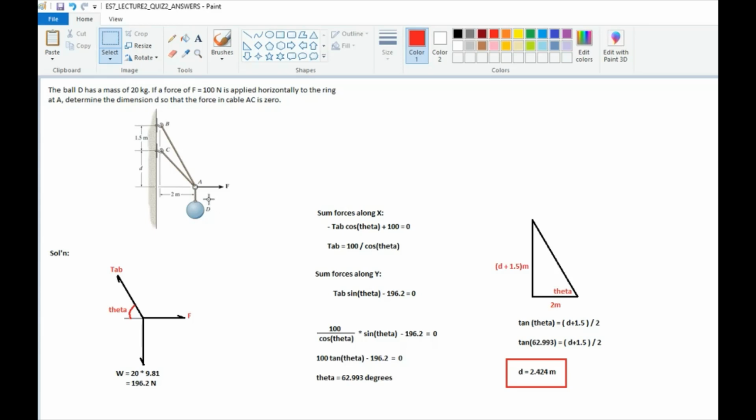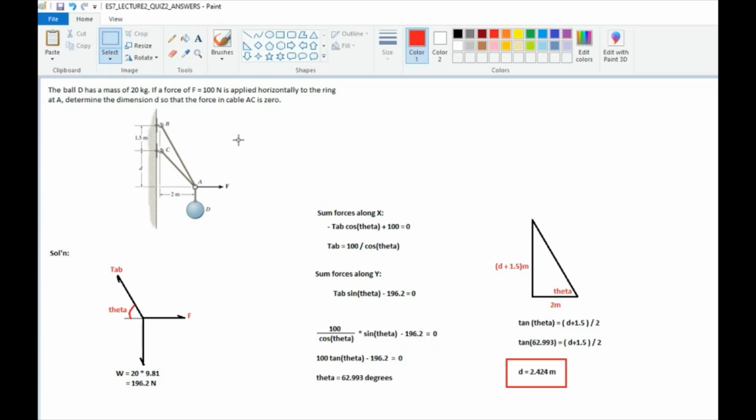Meron ka dyang, ayun na nga, yung ball natin, tapos may humihilang 100 newton force to the right. Ngayon, there are two cables, AB and AC, pero ang gusto natin, cable AC will carry no force. Okay, so ibig sabihin, yung tension kay cable AC is 0.